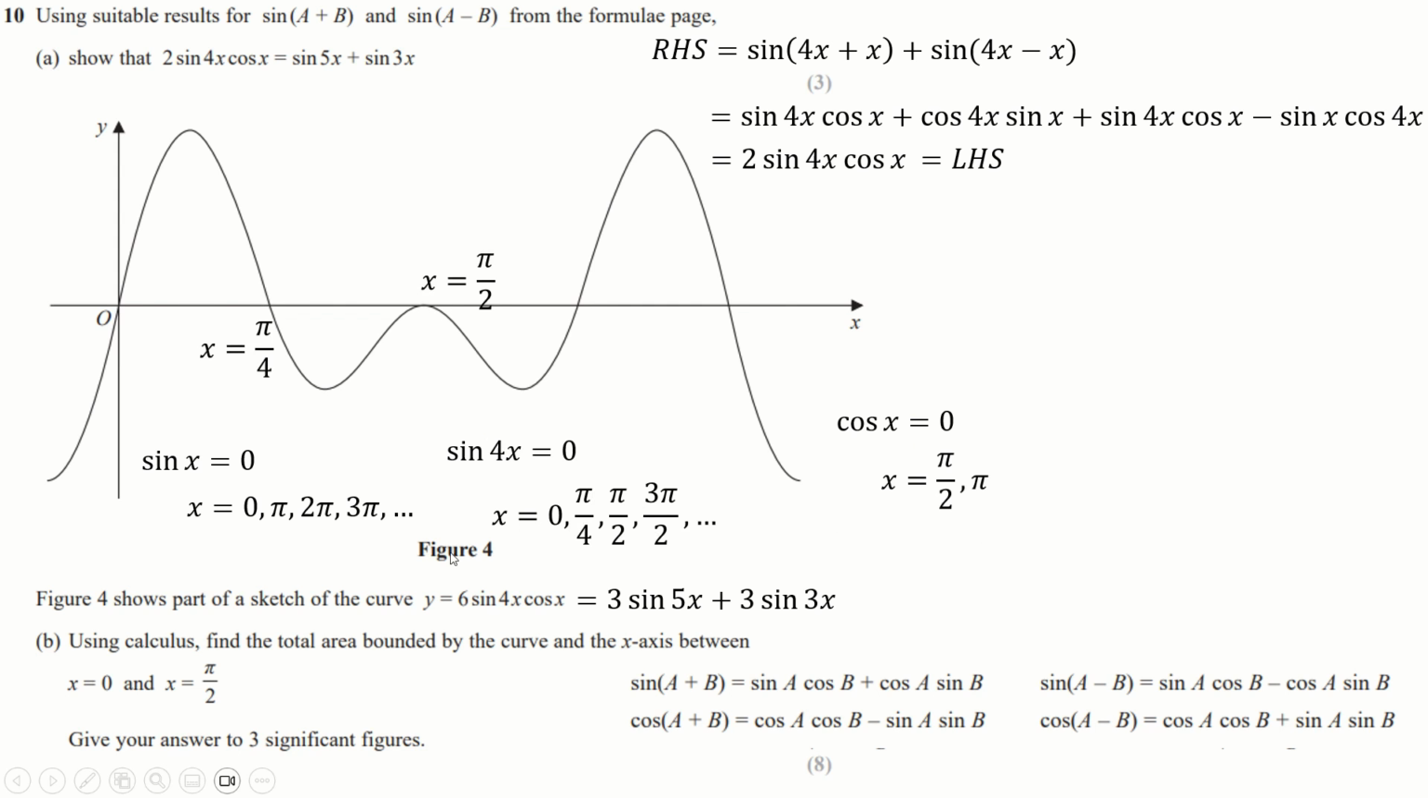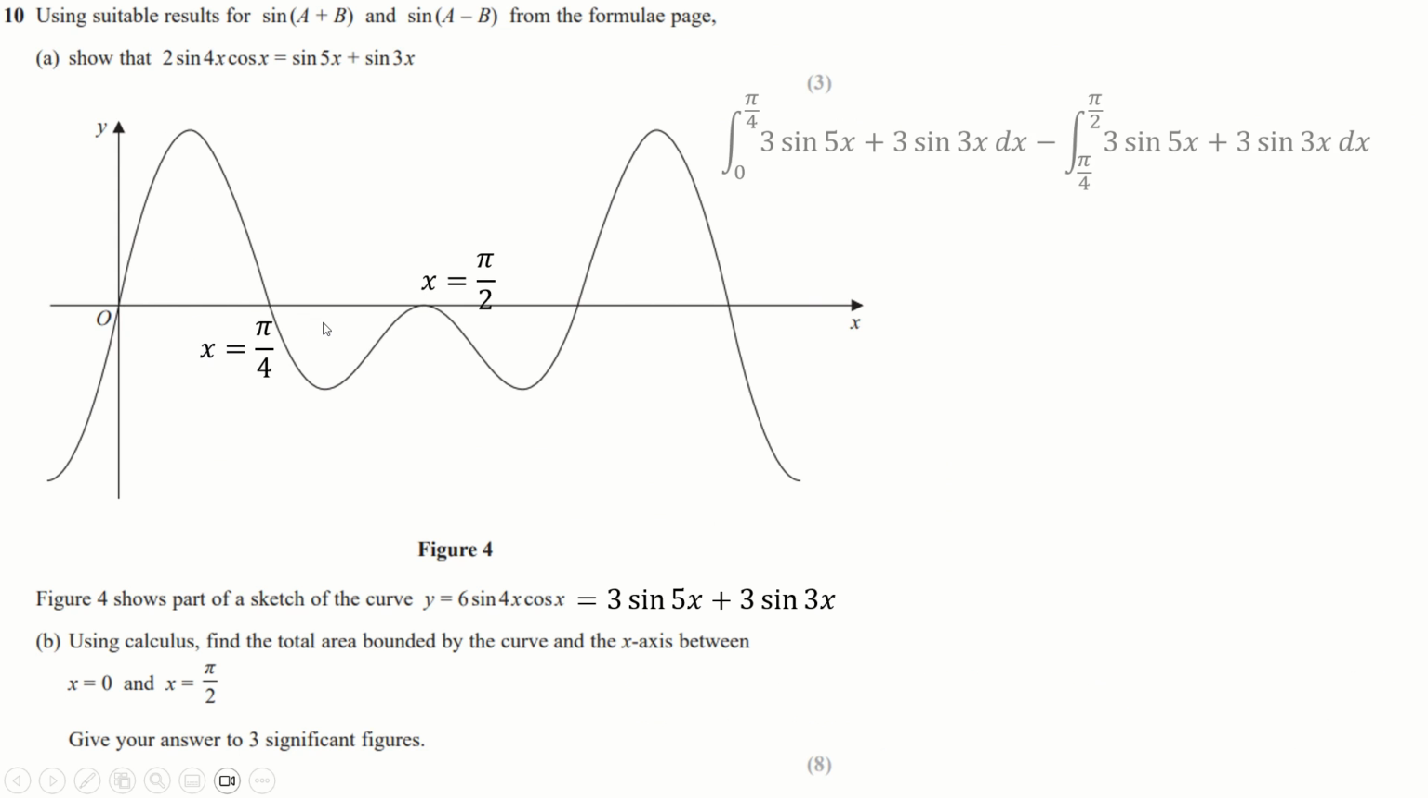Now the other thing is looking for the total area bounded. So you can't just integrate between 0 and pi over 2, because then this negative area will cancel with this positive one, and you won't end up with the total area. So you need to integrate between 0 and pi over 4 and get this area, and then also integrate between pi over 4 and pi over 2 and get this area, which will be a negative. You need to ignore the negative, and then add the two areas together to get the total area. A shorthand way of doing this would be to just do it like this.